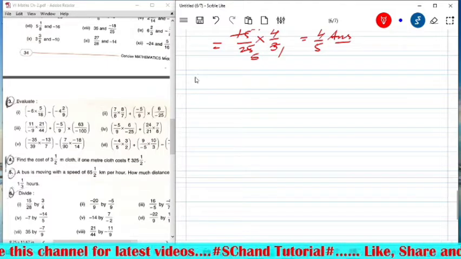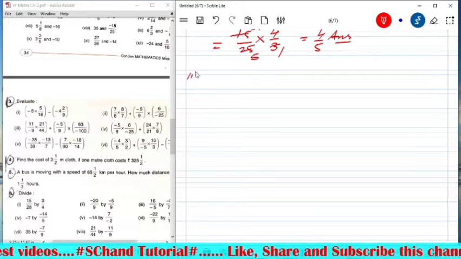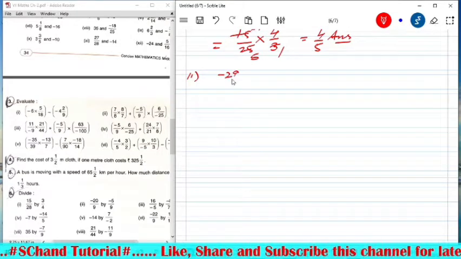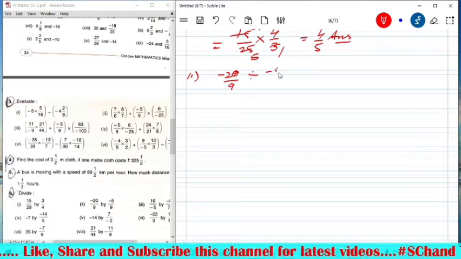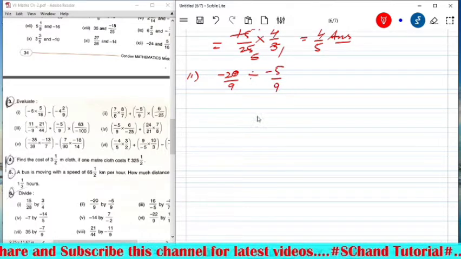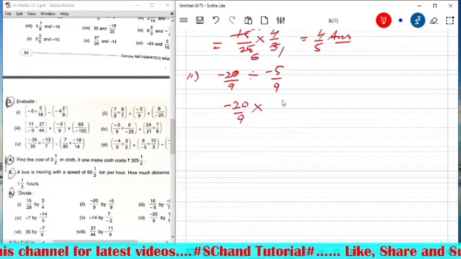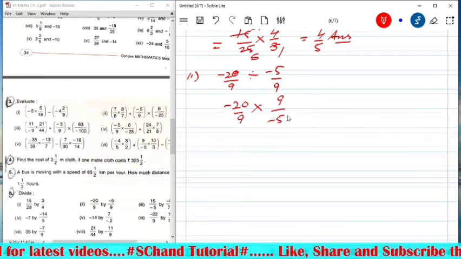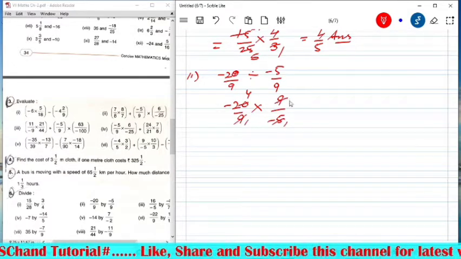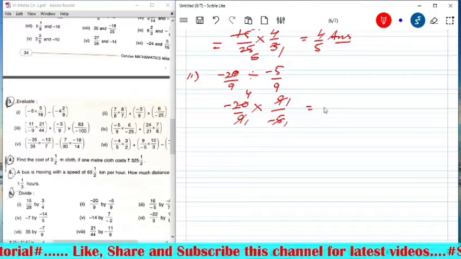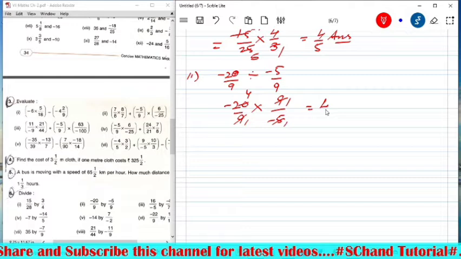Then let's see the second part: minus 20 over 9 divided by minus 5 over 9. Again we have to multiply, so it is minus 20 over 9 times 9 over minus 5. 5 ones are 5, 5 fours are 20. 9 ones are 9, 9 cancels with 9. Minus into minus is plus, so the answer will be 4.